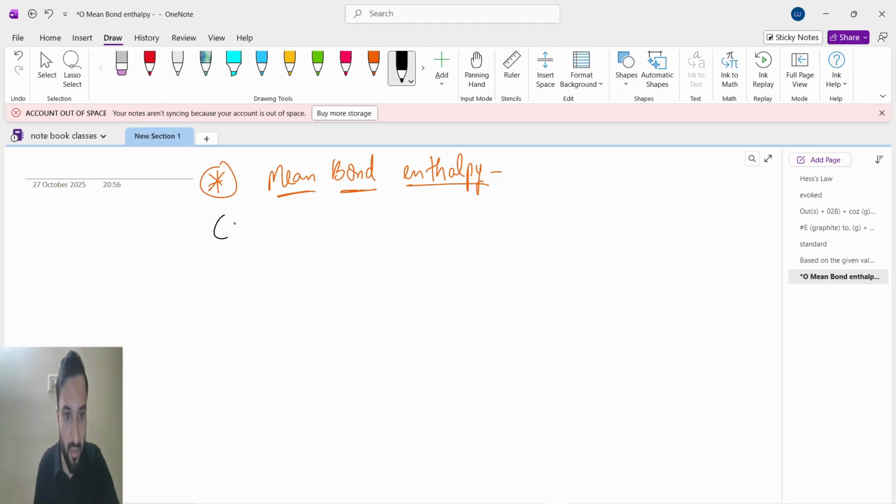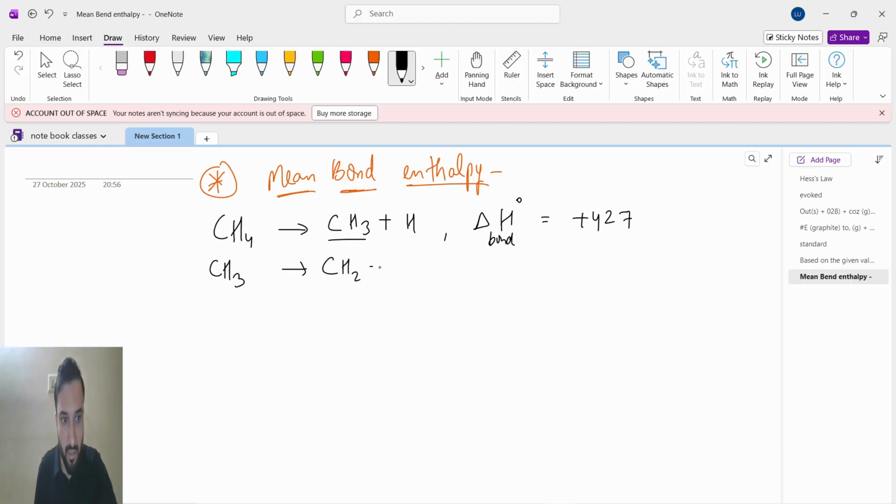Let's suppose I write one reaction. CH4 gives CH3 plus H. For this we have a delta H naught, the bond dissociation enthalpy, of plus 427. Again, CH3 will give CH2 plus H. For this, the standard bond dissociation energy we get is plus 439 kilojoule per mole.